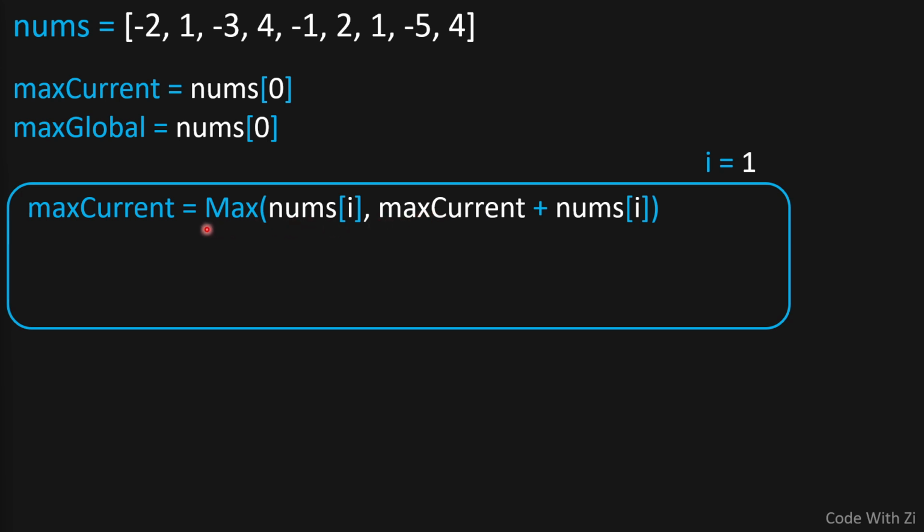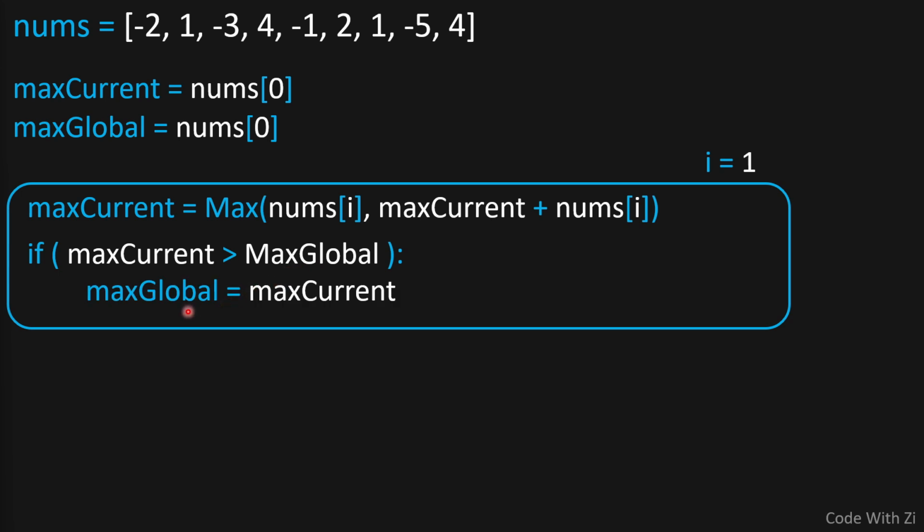On each round, when we calculate our max current, we ask, is max current greater than max global? If so, max global should be equal to max current. Here we're trying to find the maximum sum, and this gives us the maximum sum on each round, and we want to store that in our max global. Why are we doing this? Because on each round we calculate max current, and max current is going to lose its value. So when we find a large number, we want to store it in something else, so we store that in max global. And then at the end, this is everything that we're going to have inside of our loop.